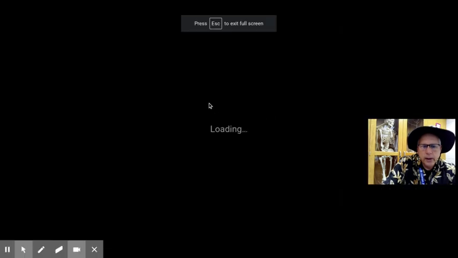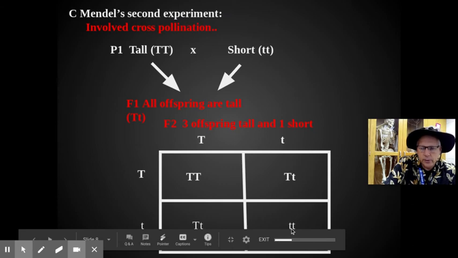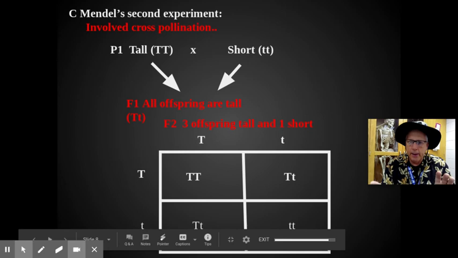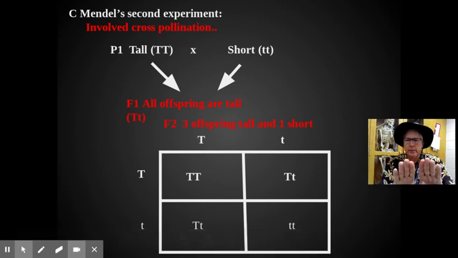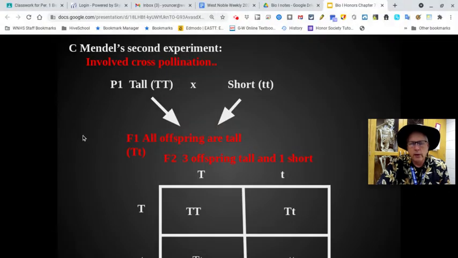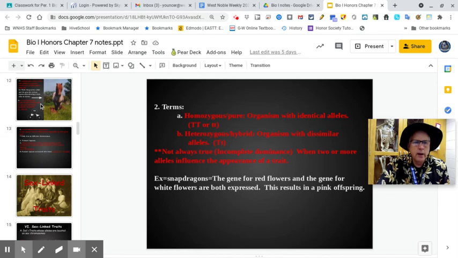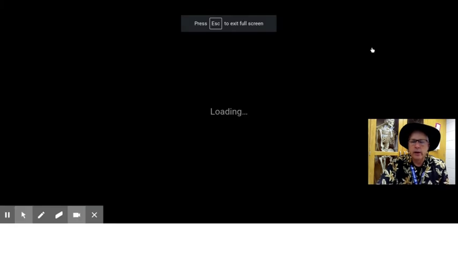Remember this one. He figured out, okay, these must separate because that's the only way this short one's going to reappear in the second generation. And we know that that's what happens. The chromosomes line up at the equator during meiosis, and what do they do? They separate. So you're going to get the big T or the little t. Okay, so that is called the law of segregation. Okay, and it is a law. It always happens that way. And we talked about that with meiosis and mitosis.